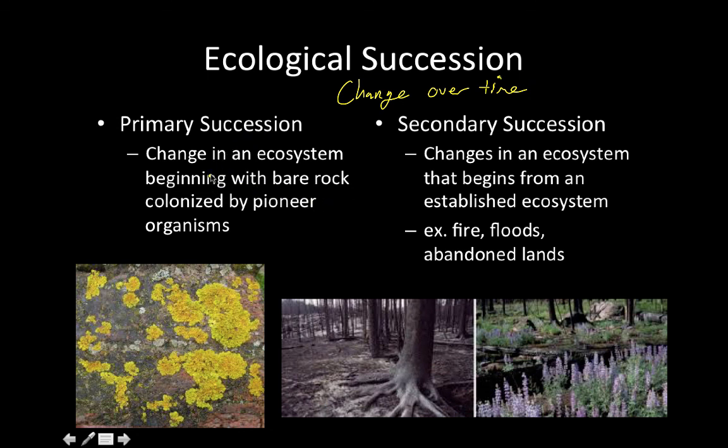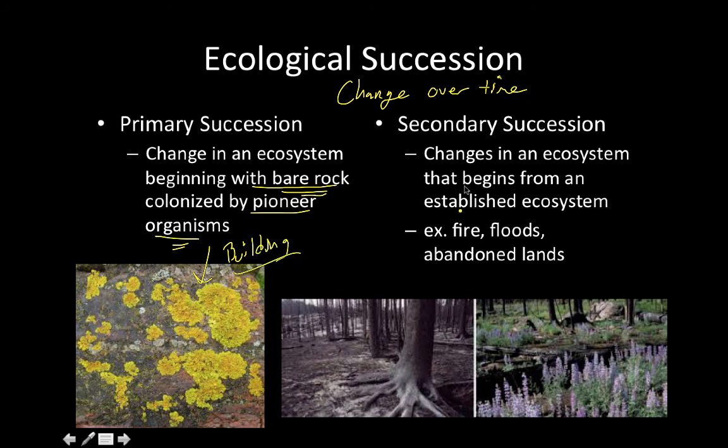Primary succession, the key takeaway is that this is a process that's beginning with bare rock in an ecosystem. There's nothing there but bare rock. It needs to be colonized by pioneer organisms, things like lichens, mosses, weeds, things that can grow in really tough environments, that can start the process of building an ecosystem from nothing. All right, so that's what we're doing here.